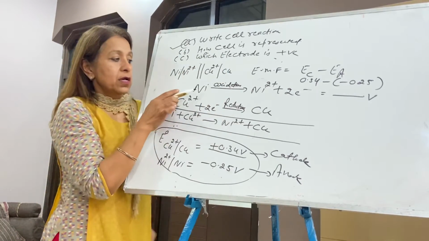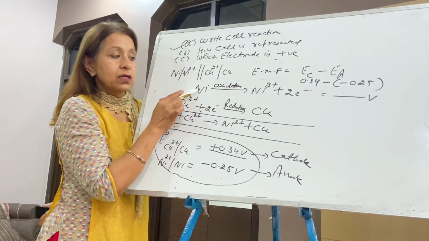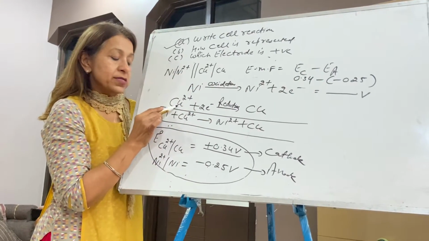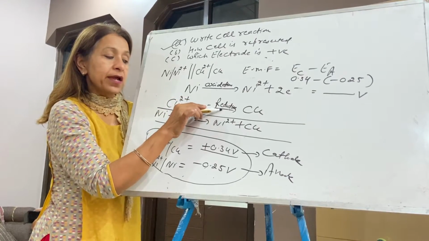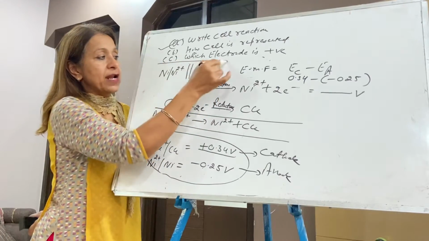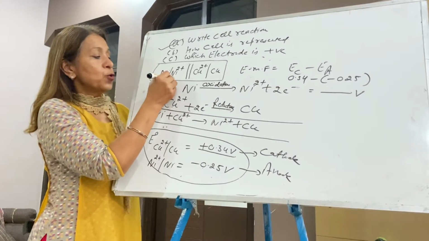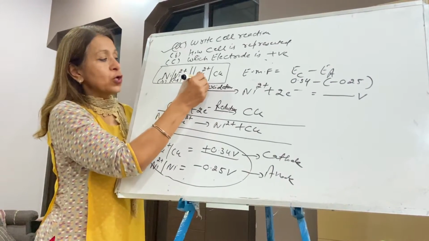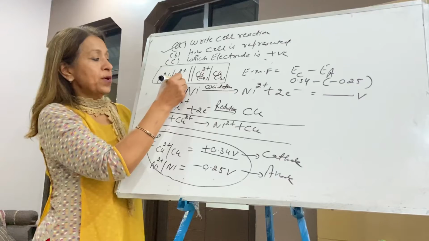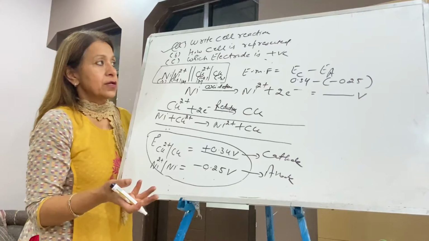This is answer. Nickel, this arrow becomes a single line. Nickel, single line, nickel 2 plus, double line salt bridge, copper 2 plus, single line, copper. So cathode right hand side and anode left hand side. This is cell representation. You can write nickel solid, nickel 2 plus aqueous, copper 2 plus aqueous, copper solid. You may write the concentration even, nickel 2 plus 1 M, copper 2 plus 1 M, if it is given. So this is all about it.